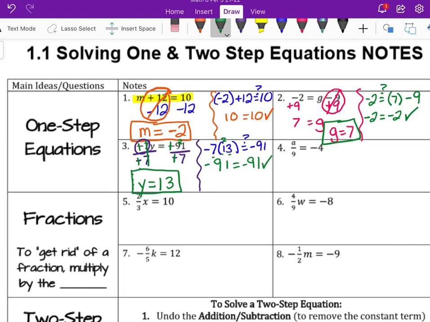Solve and check. All right, at this point, you're going to do number 4 on your own. So make sure you stop the video so that you can make sure all of the problems are written down and that you finish number 4 before you go start the next part. Okay, thanks guys.